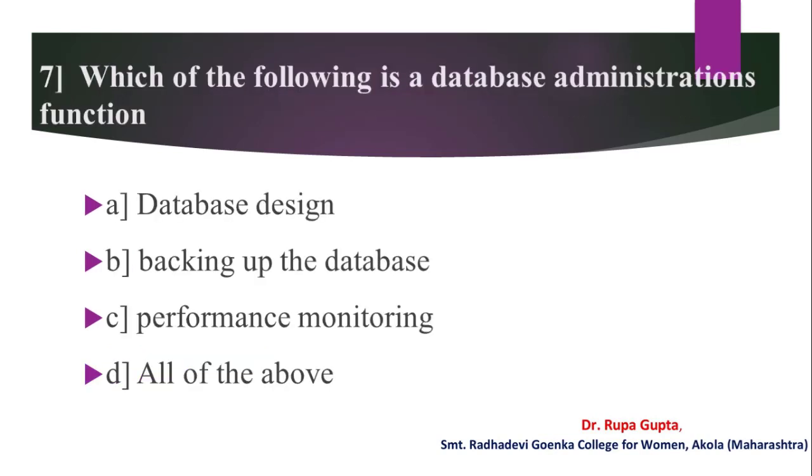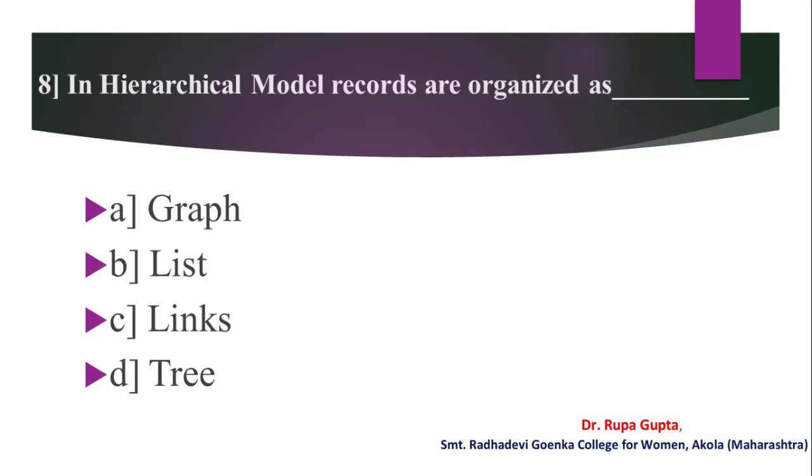Question number 7. Which of the following is a database administrator's function? Option A. Database design, B. Backing up the database, C. Performance monitoring, D. All of the above. And the correct answer is D. All of the above. Question number 8. In hierarchical model, records are organized as A. Graph, B. List, C. Links, D. Tree. And the correct answer is D. Tree.